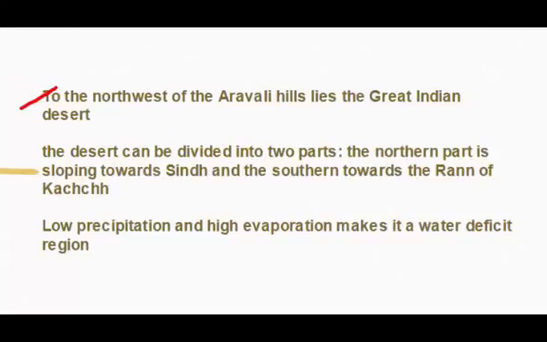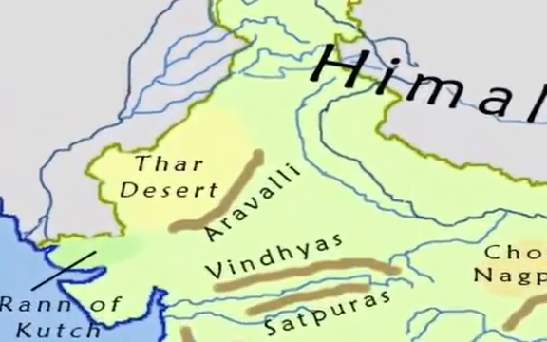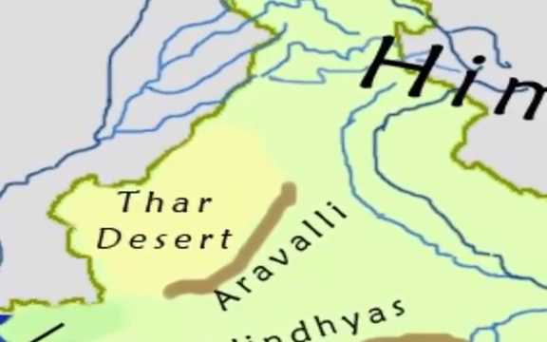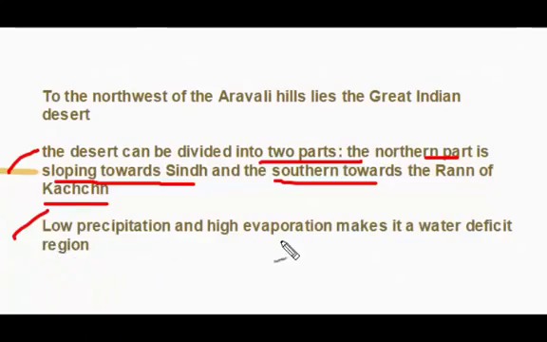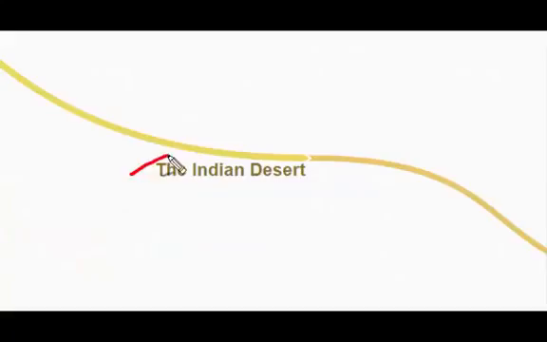To the northwest of the Aravalli Hills lies the Great Indian Desert. The desert can be divided into two parts: the northern part, sloping towards Sindh, and the southern part, that is the Rann of Kutch in Gujarat. Low precipitation and high evaporation make it a water deficit region. So that was all about the Indian Desert.